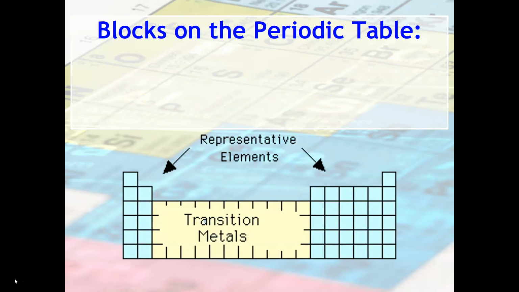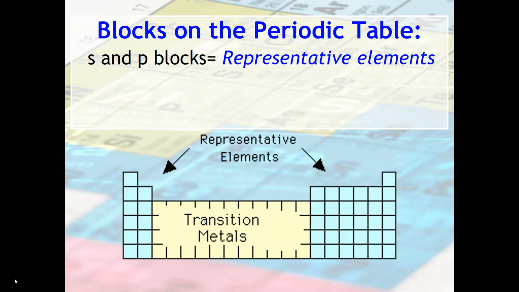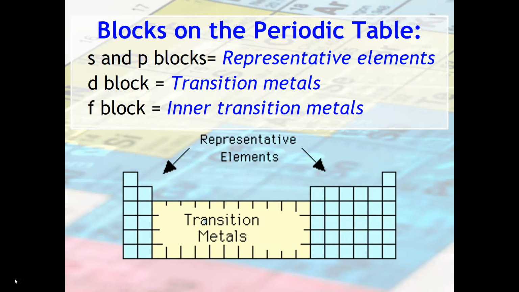There are some special blocks on the periodic table. The s and the p blocks are called the representative elements. The d block is called the transition metals, and the f block, which is not pictured in this particular diagram, is called the inner transition metals.